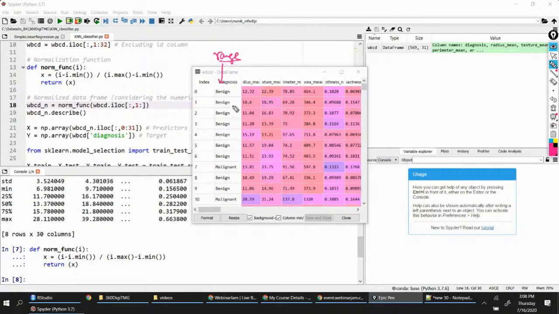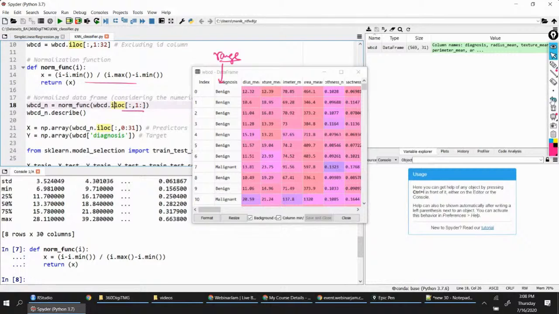We cannot calculate max or minimum on non-numeric data, right? Hence, we do not apply that normalization function on this. Whereas for the numeric values, I can apply this, right? So let us apply and see what happens.